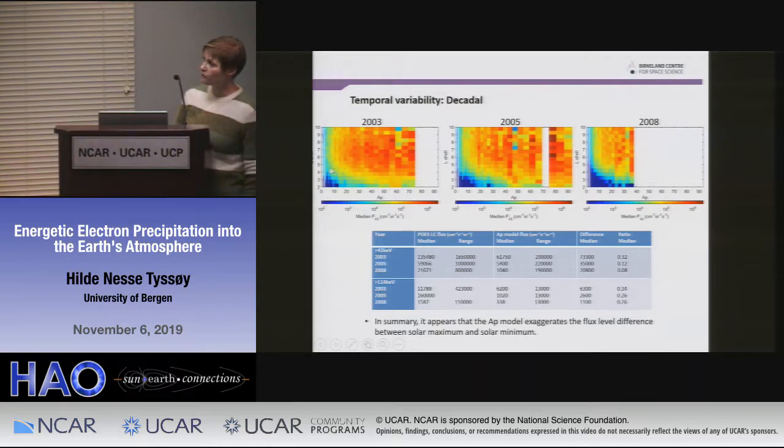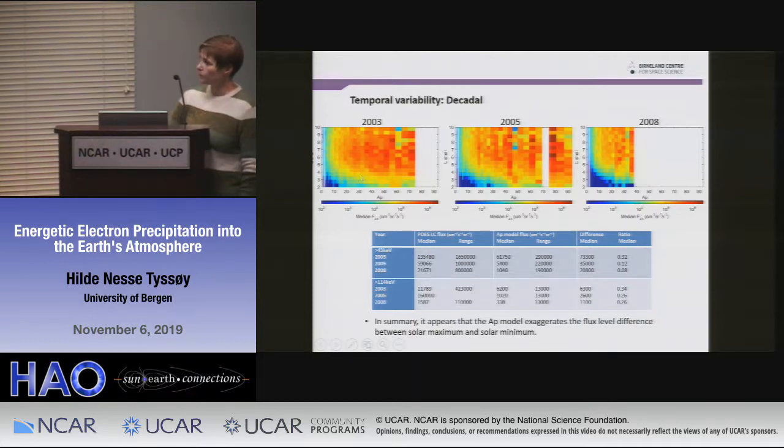But in terms of the low L shells, there is some difference, which makes sense because 2008 was basically just CIR events, and you don't get the auroral oval expansion associated with it. So it kind of makes sense that differences are seen here.